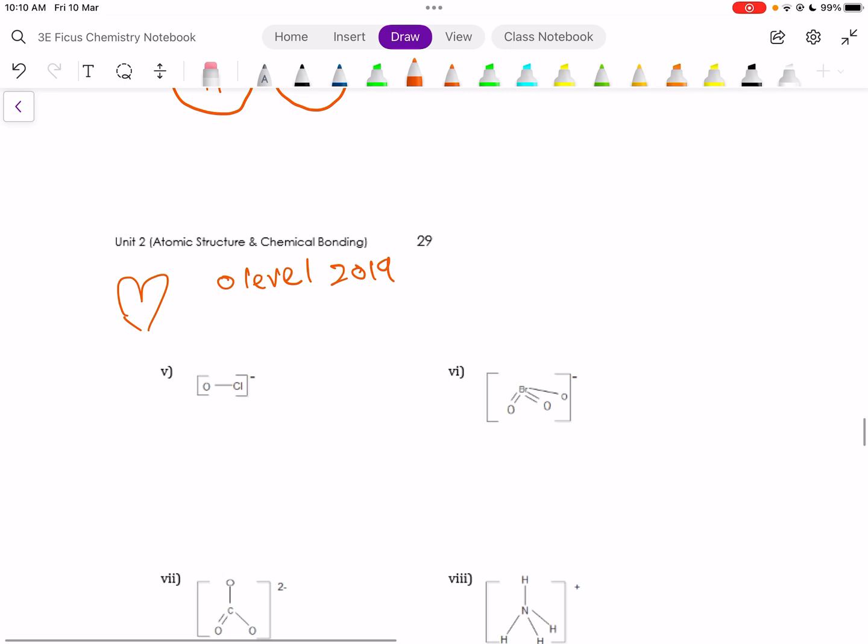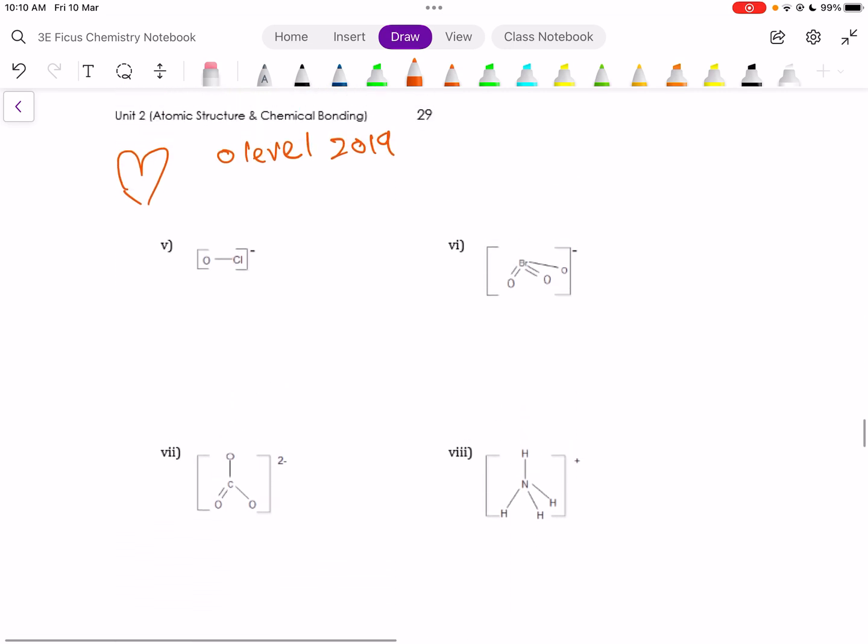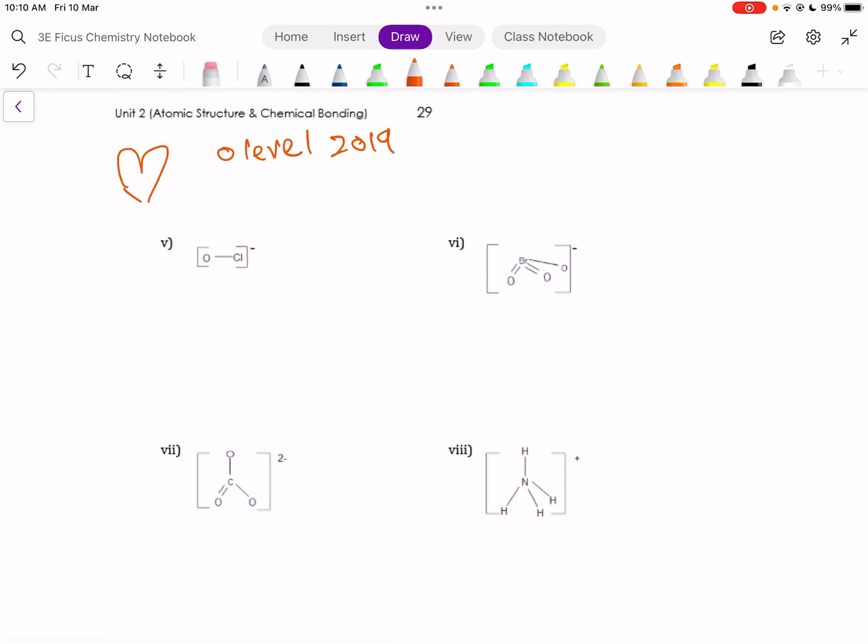Now I go into the next part. All this is very interesting. You see a bracket, and then you see a structural formula. So this kind is all your polyatomic ions. Do you still remember them?